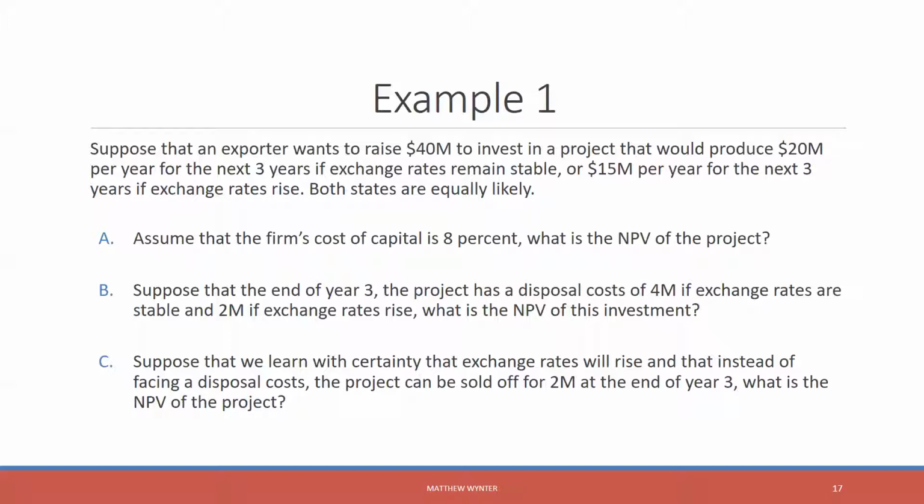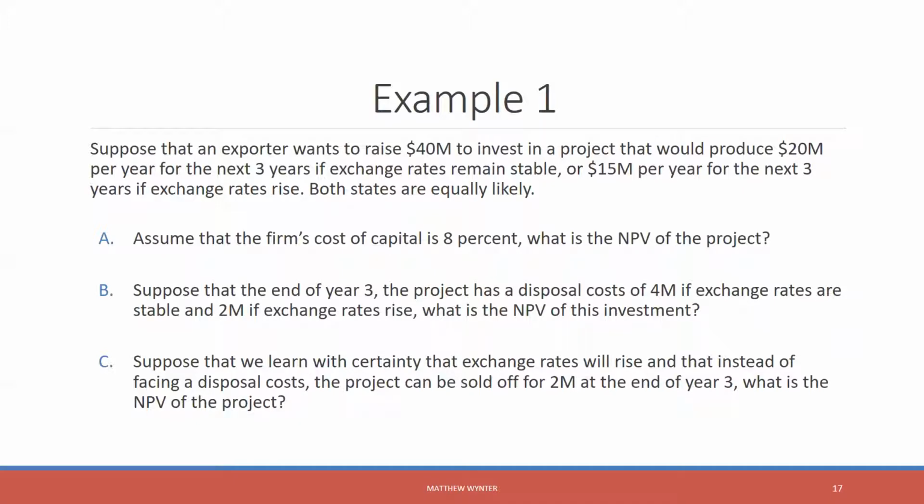So just as before, I want you to pause, go ahead and set up the problem and work through it. And in the notes that are posted on Blackboard, you have the solutions. But before you look at the solutions, pause, work through the question. Part A, we're going to assume the firm's cost of capital is 8% and find the NPV.